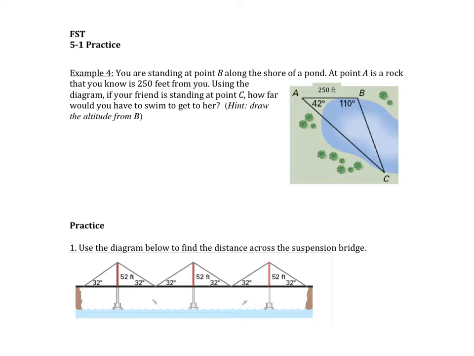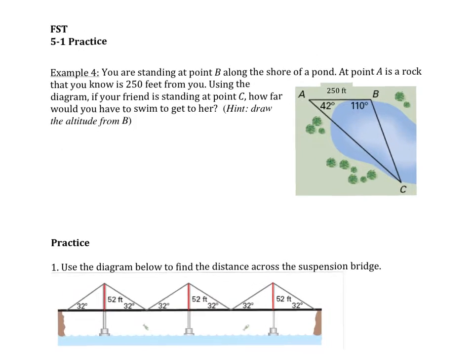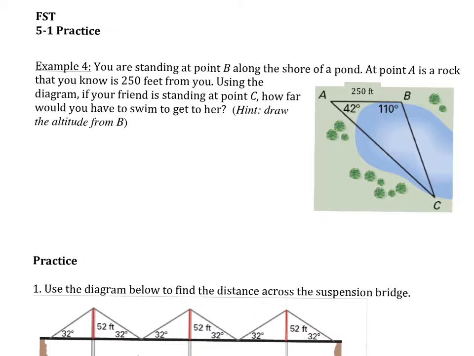The last question we're going to do is example 4. And you are standing at point B, so here I am, along the shore of a pond. At point A is a rock that you know is 250 feet from you. Using the diagram, if your friend is standing over here on the shore, point C, how far would you have to swim to get to her? So swimming across or kayaking or some other way, get over there. So I'm going to use these angles and this distance there.